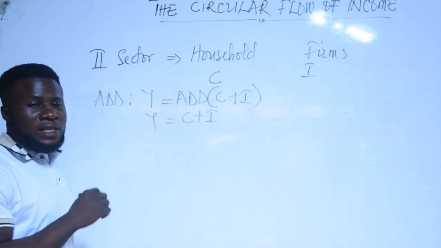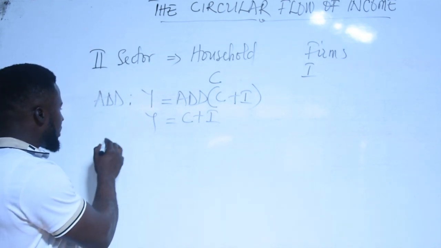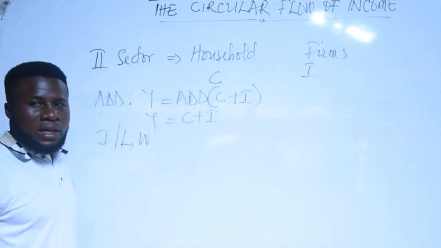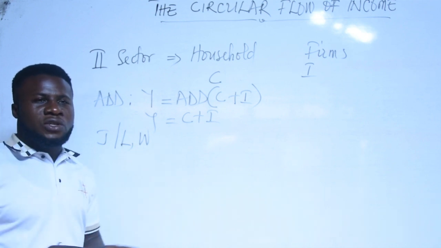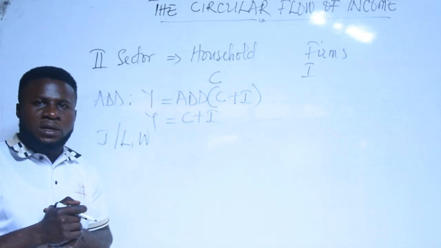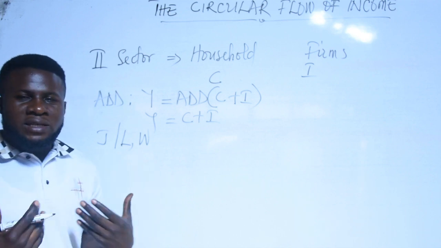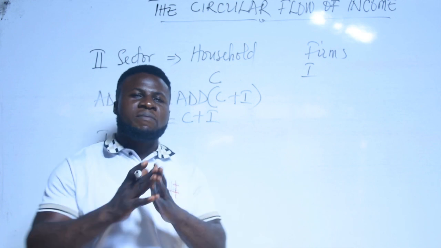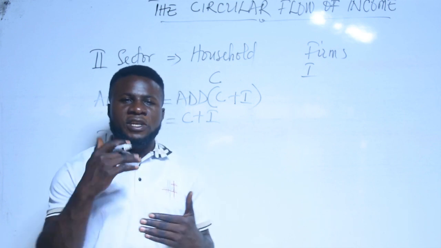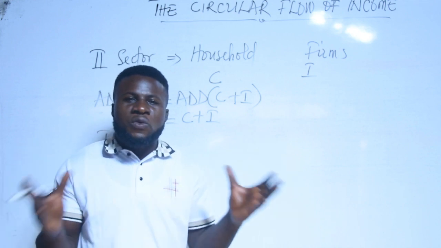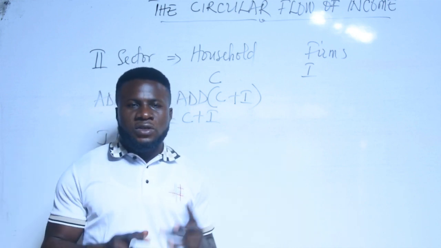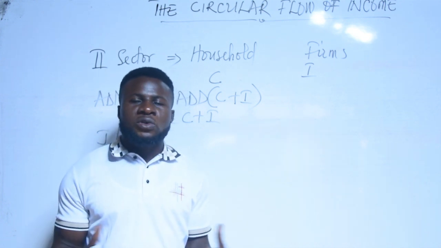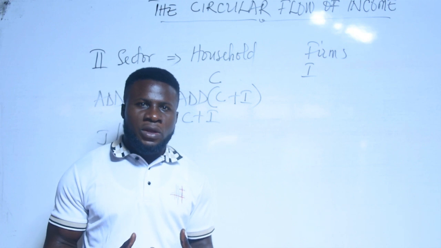And then using the injections withdrawal approach, or leakages approach if you want, income is at equilibrium when all injections are equal to all withdrawals or leakages. Injections simply mean expenses or economic activities that bring money into the economy. Anything that brings money into the economy, that boosts the circulation of income in an economy, such as investments, such as government expenditure, such as exports. All of them, they boost the flow of income in an economy.